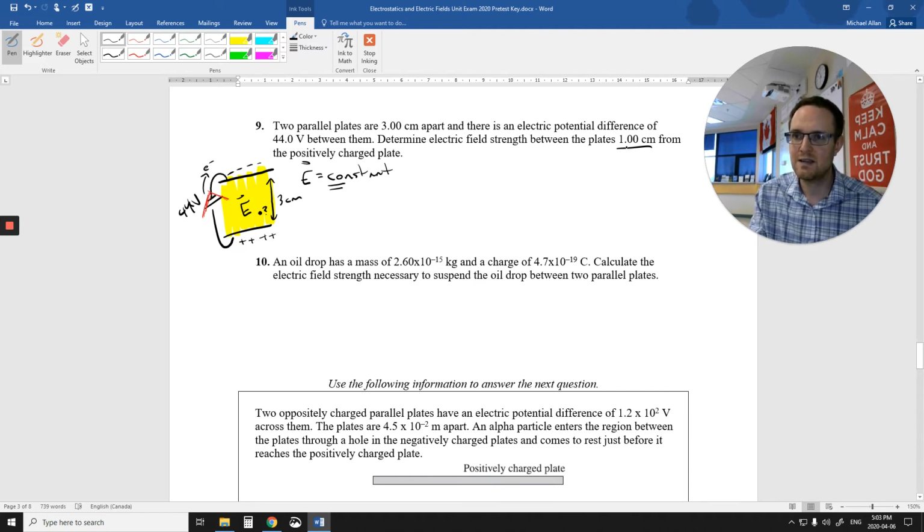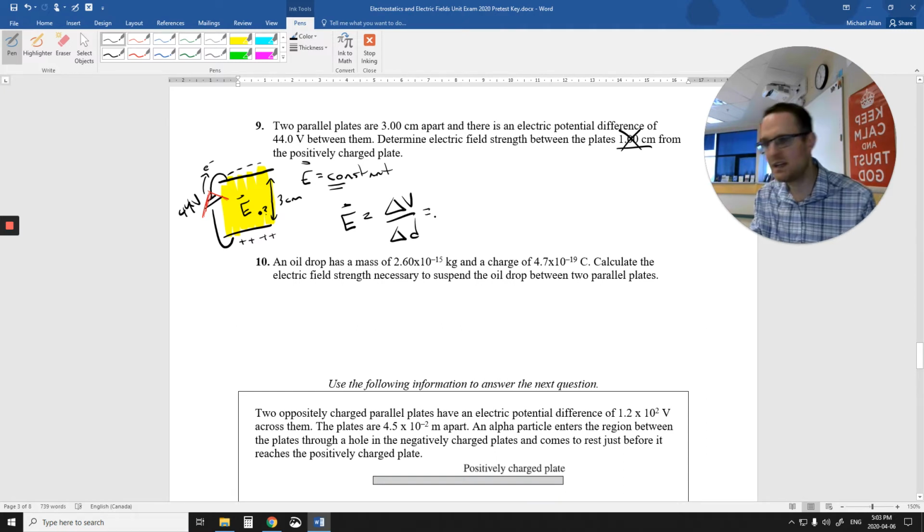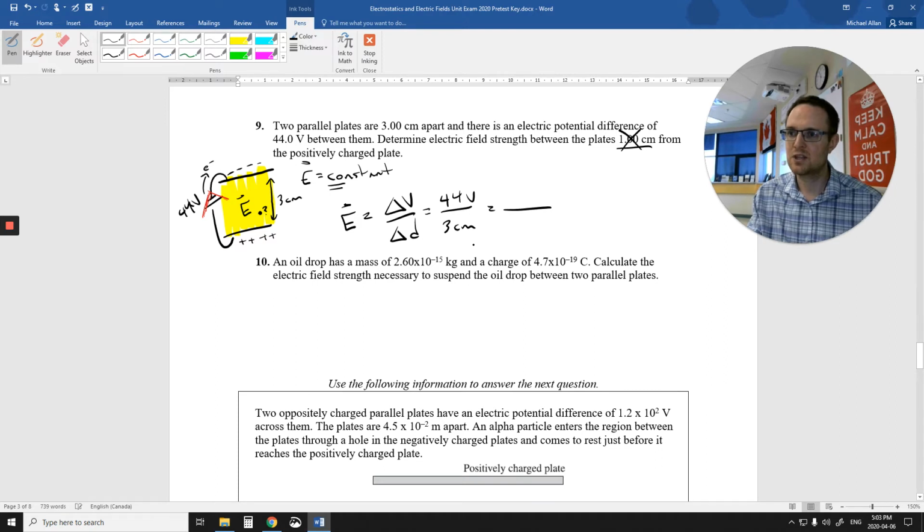So this 1 centimeter, it's like a red herring. It's not useful for this question because the field strength is always the same, and you calculate it by going V over D. And V is 44 volts, and that's the whole plate system. So you have to use the distance between the whole plate system. I'll change this to meters when I do my calculation here. So 44 divided by 3 times 10 to the negative 2.